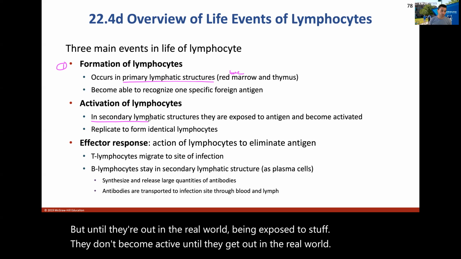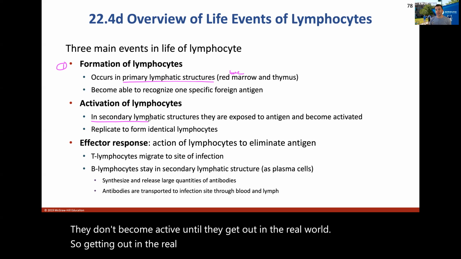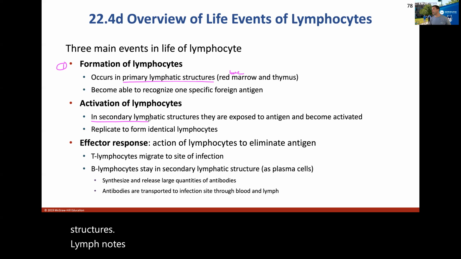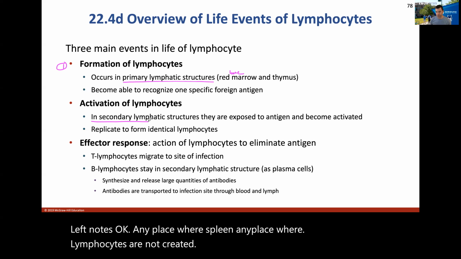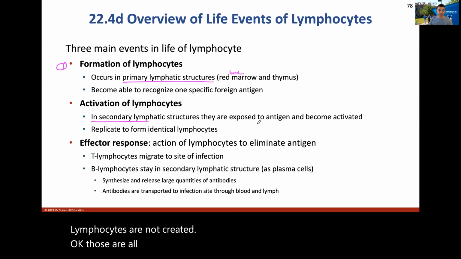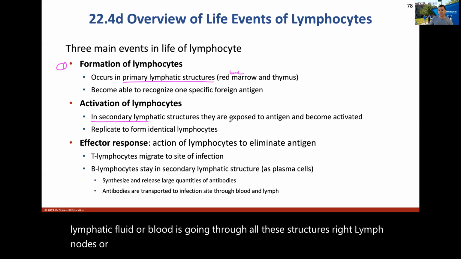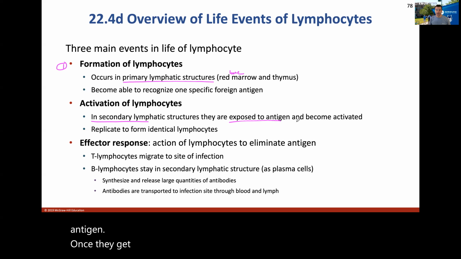So getting out in the real world is occurring in our secondary lymphatic structures, lymph nodes, okay? Any place where, spleen, any place where the lymphocytes are not created, those are all secondary sites. What happens there? Fluid, lymphatic fluid or blood is going through all these structures, right? Lymph nodes or spleen respectively. That's where they get exposed to the antigen. Once they get exposed to the antigen, then they really become activated, okay?